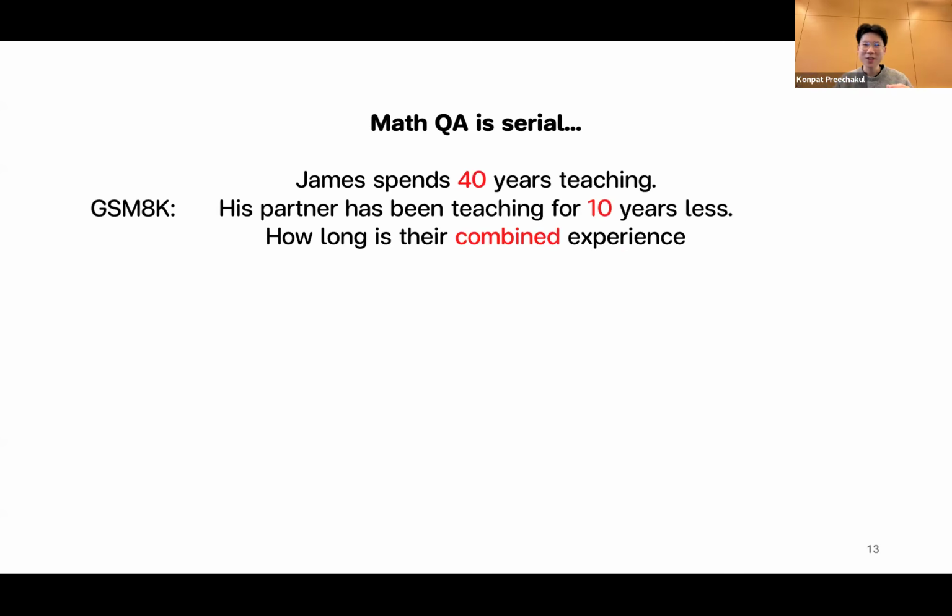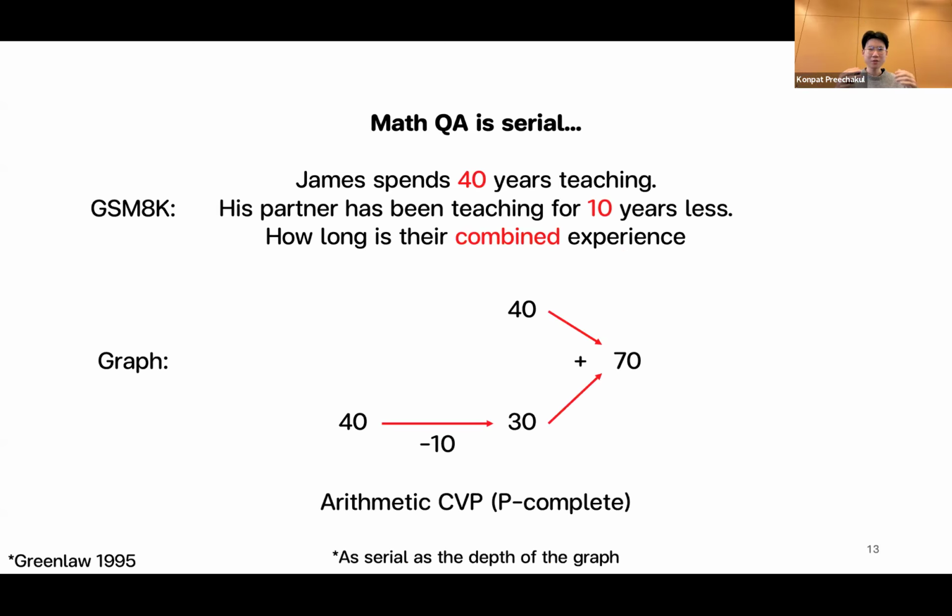And you can write this as a computation graph. 40 minus 10 is 30, plus 40, you get 70 years total. So this kind of problem is called the arithmetic circuit value problem, and it is also P-complete. It's P-complete in the sense that it's serial in the depth of the graph. So math QA is a kind of P-complete, and there is also another type of problem called simulation problems.